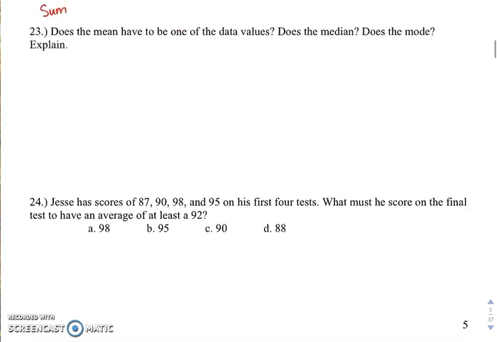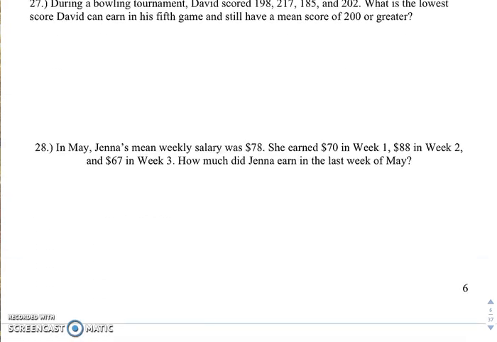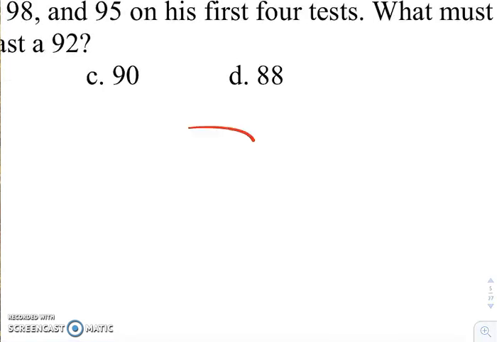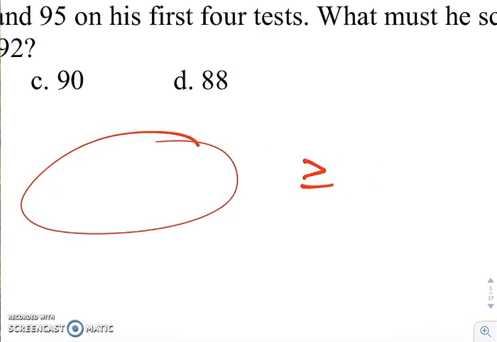The last one I'm going to do with you guys, and then the rest will be up to you to finish, is 24, and 24 will be just like that last page. Now it says Jesse has scores of 87, 90, 90, and 95 on his first 4 tests. It's asking what must he score on the final test to have an average of at least 92. So he wants the average of all of his test scores to be greater than or equal to 92, because at least 92 means 92 or higher.